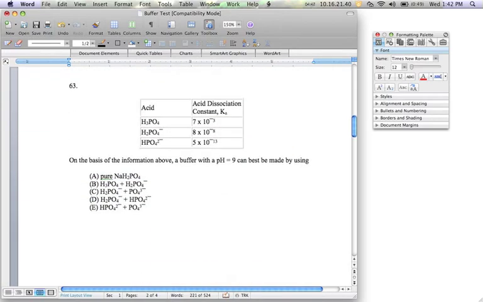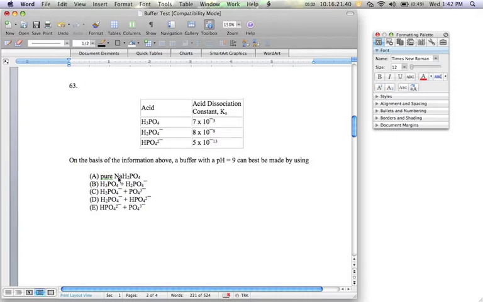Scrolling on down to our last question. On the basis of the information above, a buffer with a pH equal to 9. So we're looking for a basic buffer can be made by using. Well, first of all, let's look at these answer choices and cancel out the ones that aren't even buffers.